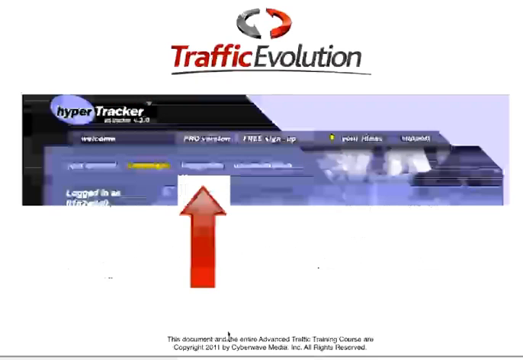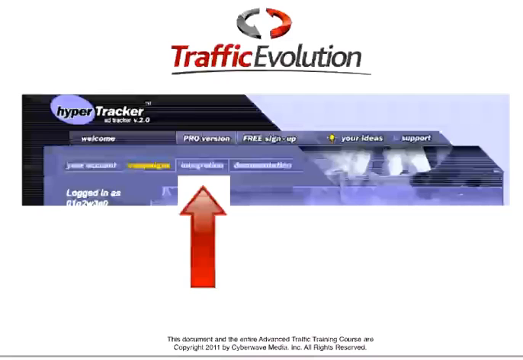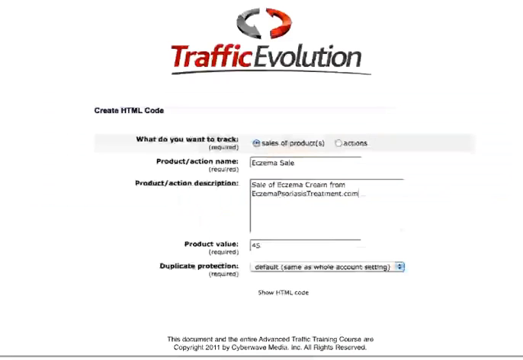Now in HyperTracker, this is my HyperTracker screen, there's a little thing up at the top called integration, and that's what you click on to get your tracking code. You click on this particular deal right here, and it gives you this tracking code, right? And this tracking code is what you put on your thank you page. Let's take a look at it. I filled this out. This is for one of our products that we sell in the health niche, our eczema psoriasis treatment. It's a sale. We're calling the product value $45.